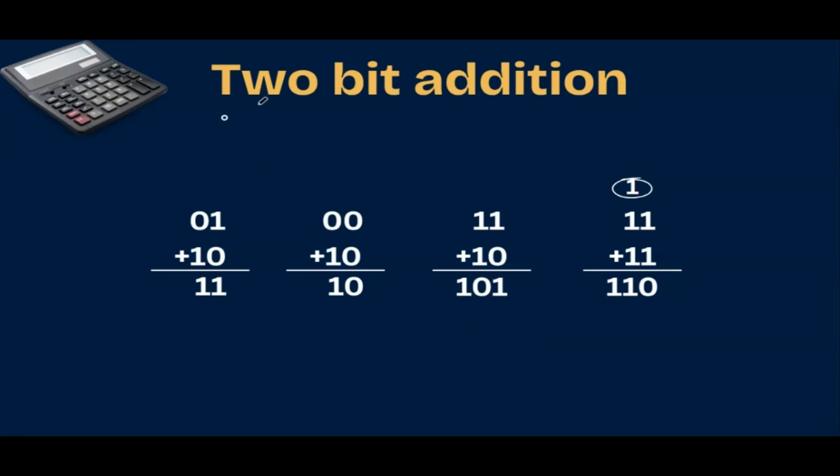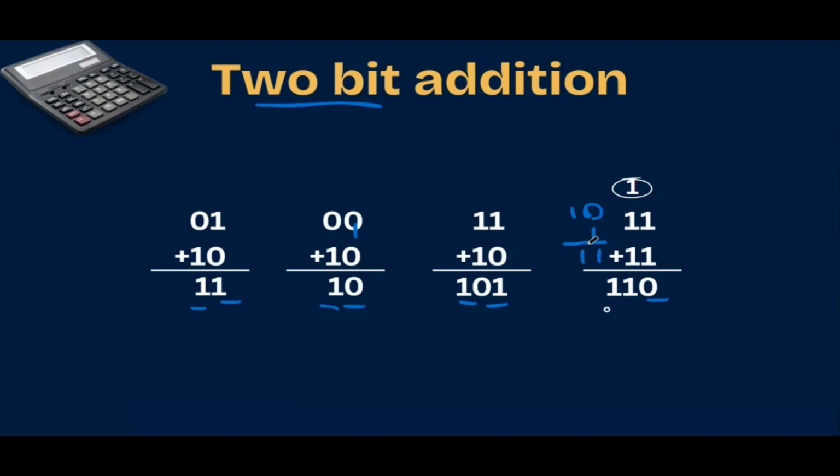Now let's see some examples for 2-bit addition. In this case, it's 01 plus 10. Starting from the LSB, we get 1 plus 0 is equal to 1, and 0 plus 1 again equal to 1. So the answer is 11. Next example, 00 plus 10. Again, 0 plus 0 is equal to 0 and 0 plus 1 is equal to 1. The next case, 1 plus 0 equal to 1, but 1 plus 1 is 0 with the carry 1.